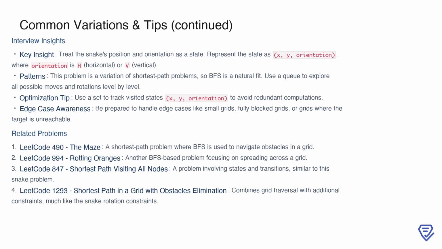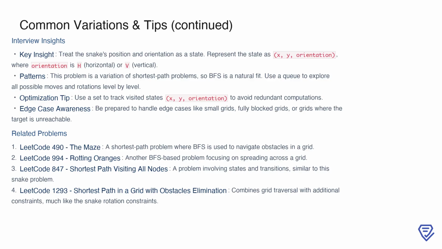Now, let's focus on insights that are particularly useful for interviews. A key insight is to treat the snake's position and orientation as a single state. This can be represented as a tuple, such as (x, y, orientation), where the orientation is either horizontal, denoted by h, or vertical, denoted by v.